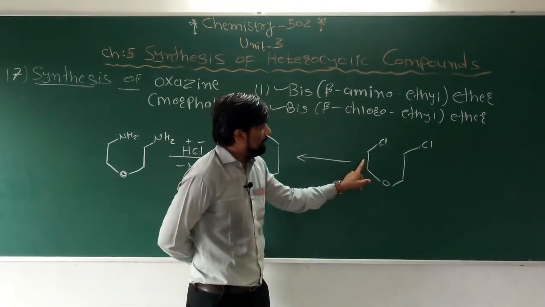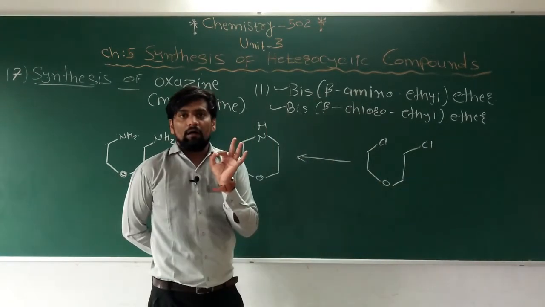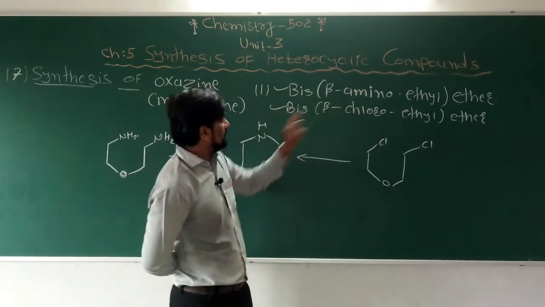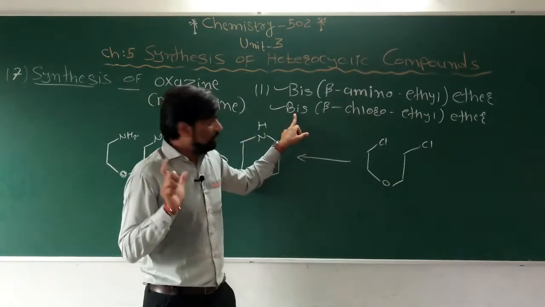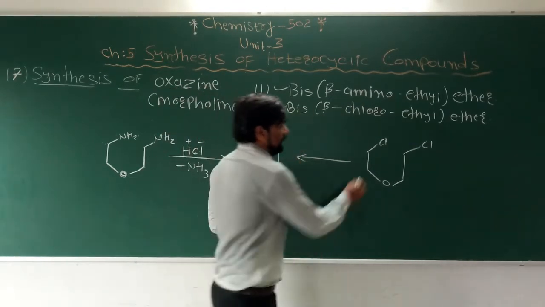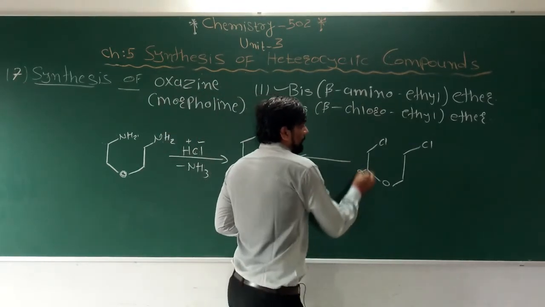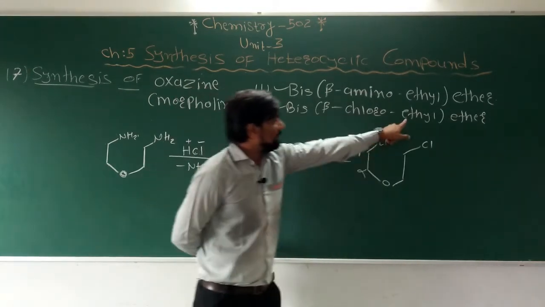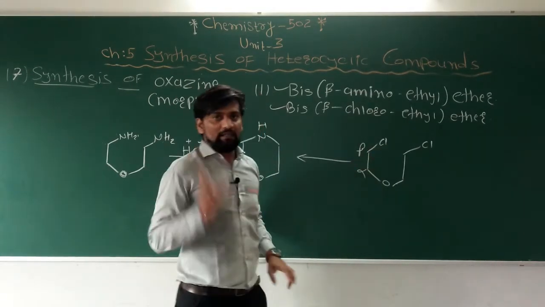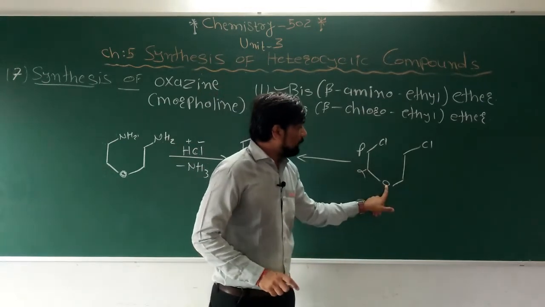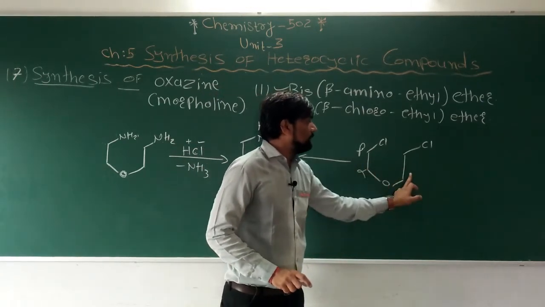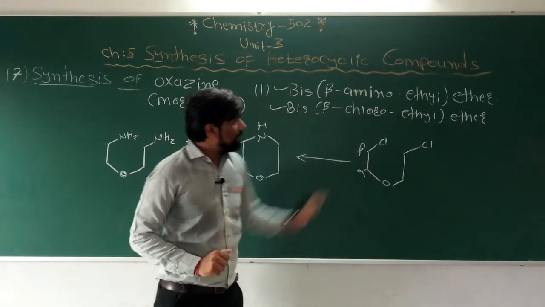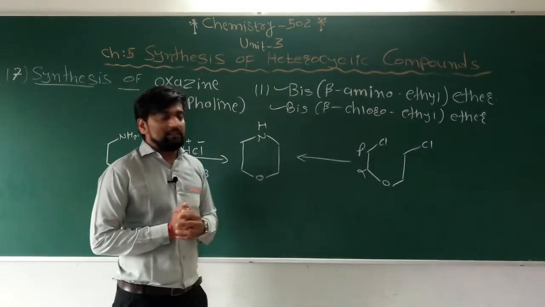So in this compound, both sides are attached to the oxygen with the same substitution. That's why it is known as Bis. So here Bis, beta, here alpha, here beta. So this compound name is beta chloroethyl, CH2CH2. That's why it is known as ethyl. Here oxygen and here CH2CH2, here CH2CH2. That's why it is known as ether. So this compound name is beta chloroethyl ether.